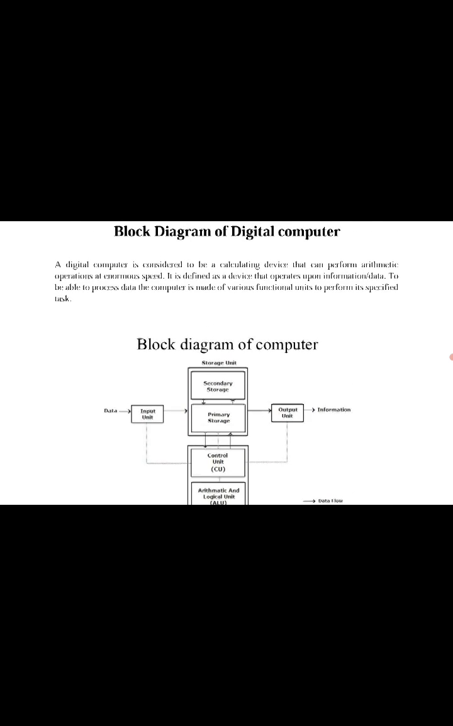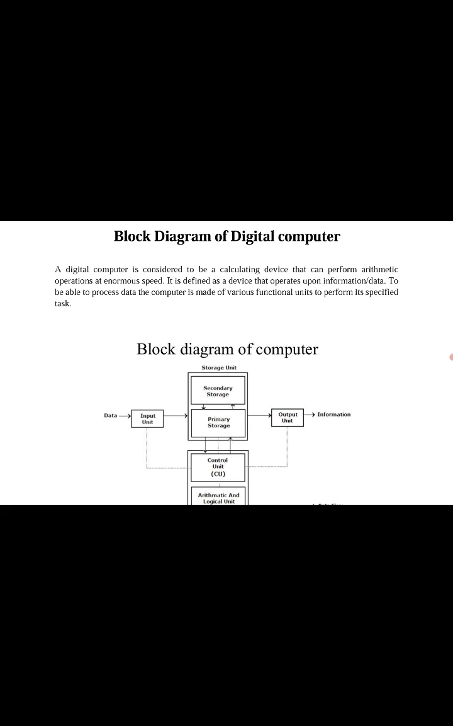So this is the block diagram of a computer. A digital computer is considered to be a calculating device that can perform arithmetic operations at an enormous speed. It is defined as a device that operates upon information and data. To be able to process data, the computer is made of various functional units to perform its specified task.